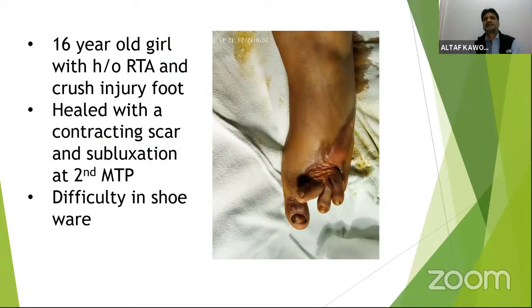And what about using it in these things? It's again an interesting thing. A 16-year-old girl with a history of road traffic accident, healed with a contracting scar and subluxation at the second metatarsophalangeal joint. Again, this is a bad area to put a scalpel on. The patient had difficulty in shoe wear.